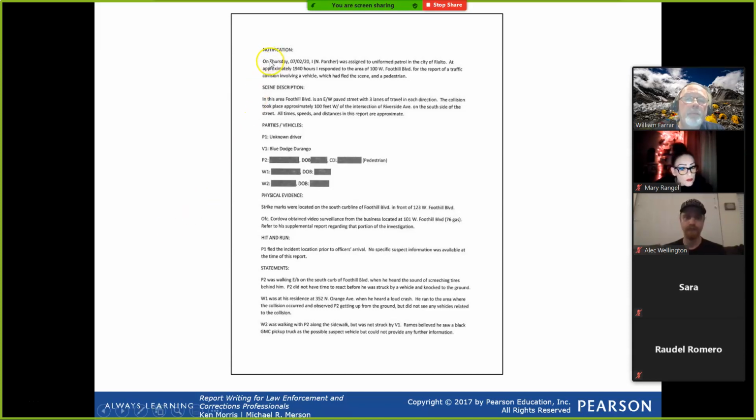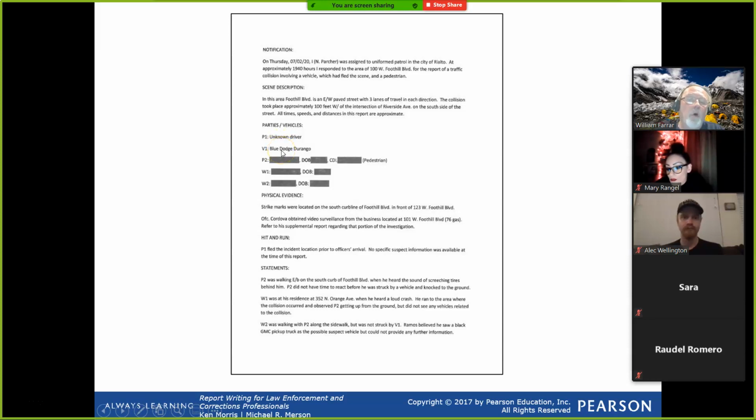Notification. On this day at this time, I went to this location because there was a, whatever happened. So it was a collision involving a vehicle which had fled the scene. Here's the scene description. He could have put observations if he wanted to. He describes the scene basically of the crash. He puts the vehicles. Party 1, because they left, they don't know who it is.